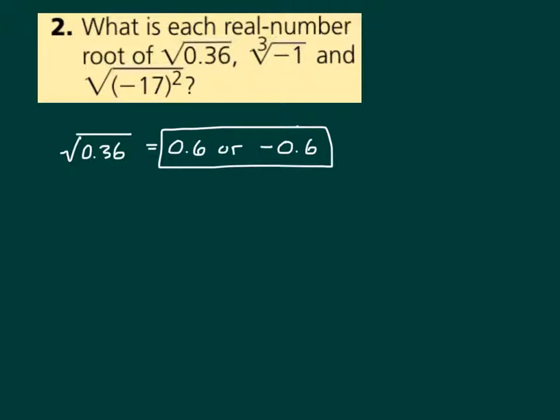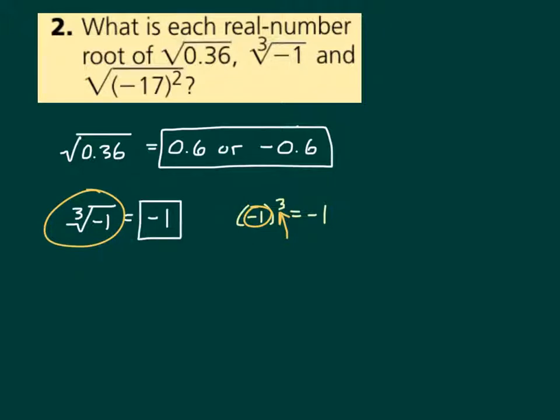The cubed root of negative 1. What is it? Negative 1. Again, that's because negative 1 cubed is negative 1. And this is asking, what number cubed gives me negative 1? So the answer is negative 1. So we said the cubed root of negative 1 is negative 1. So then what is the square root of negative 17 squared?